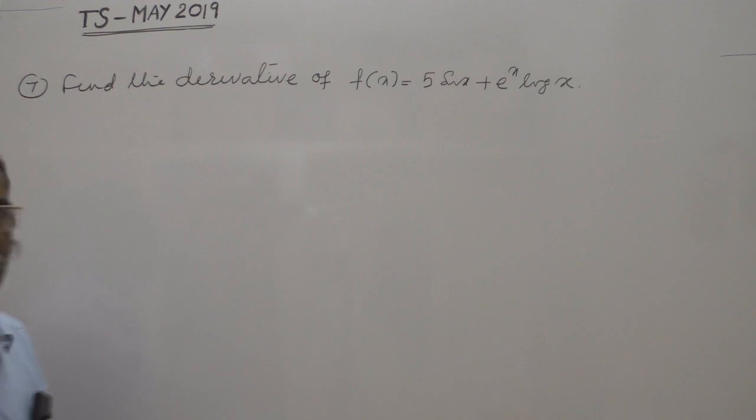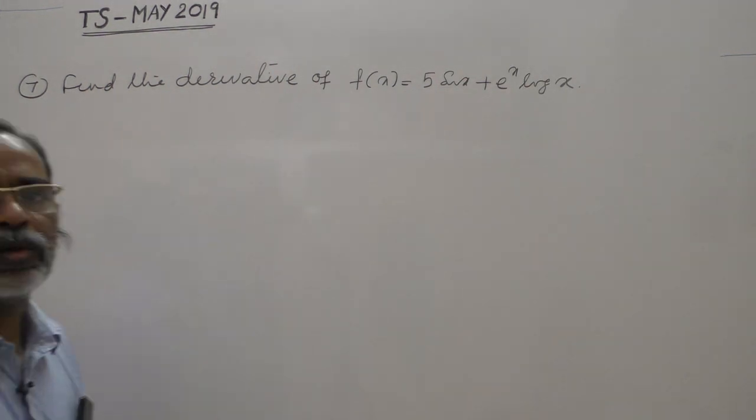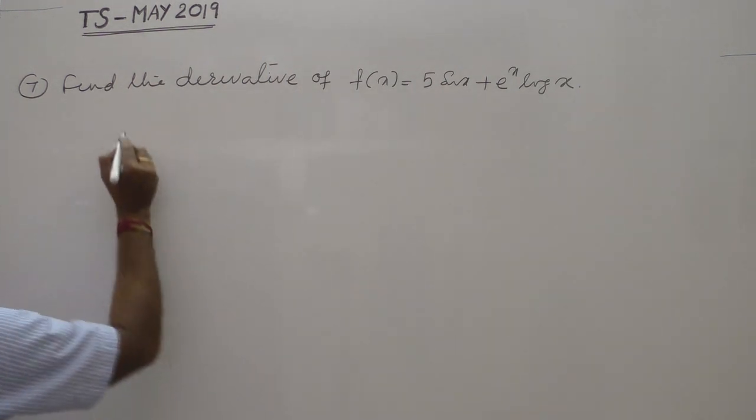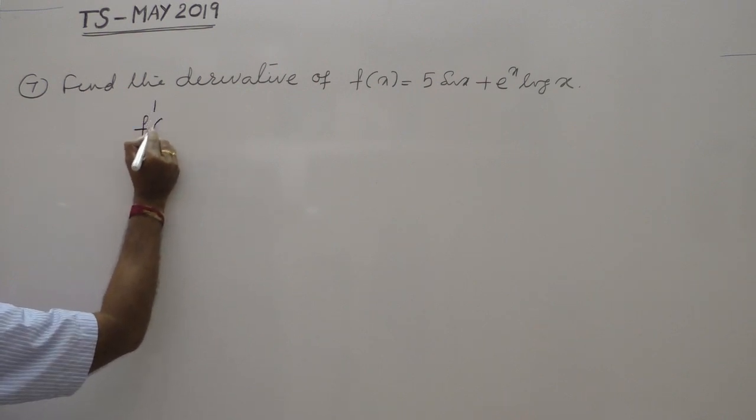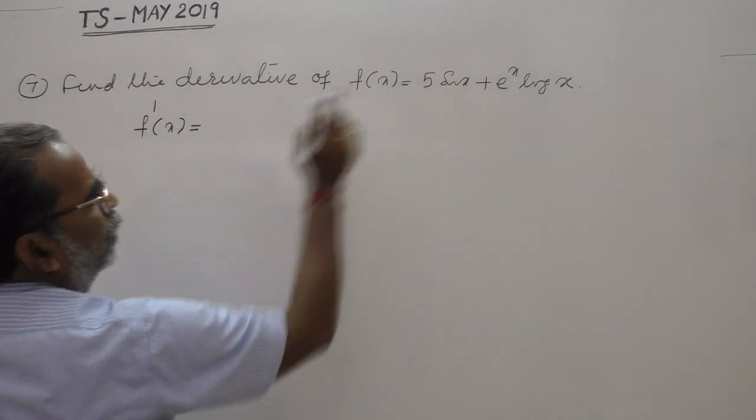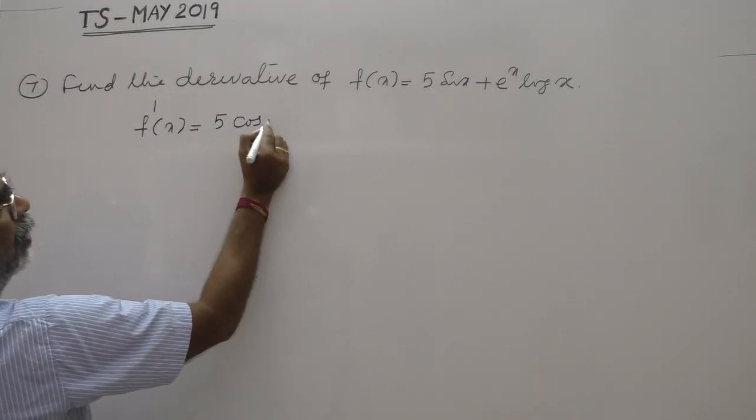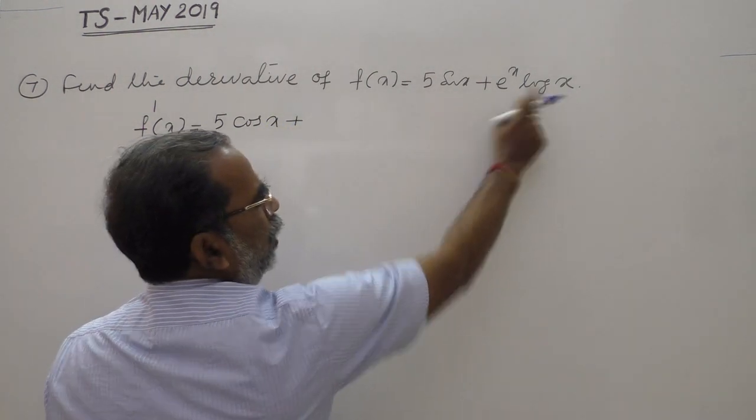Next, question number 7. Find the derivative of this function. This question is from differentiation. Asked derivative of this. Therefore, differentiating with respect to x, f dash x is equal to 5 sin x. 5 into sin x derivative is cos x. Very simple. Plus d by dx of this.